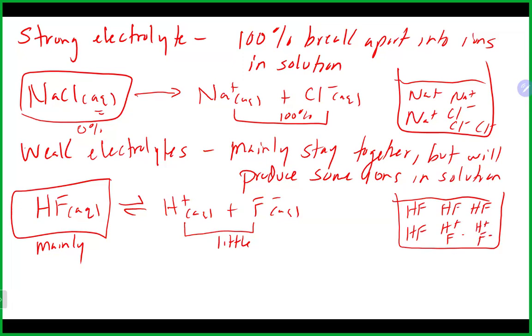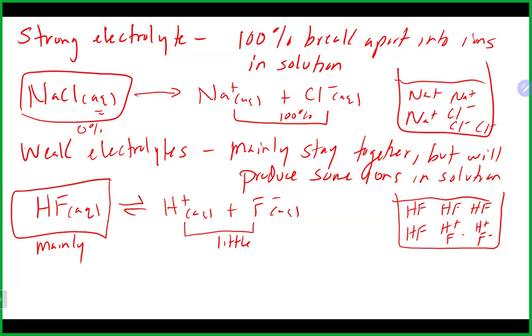So because it's still able to produce some ions, it's still able to conduct electricity. It will not be able to conduct electricity anywhere near a strong electrolyte because it has fewer ions present, but it would still be able to sort of conduct electricity.